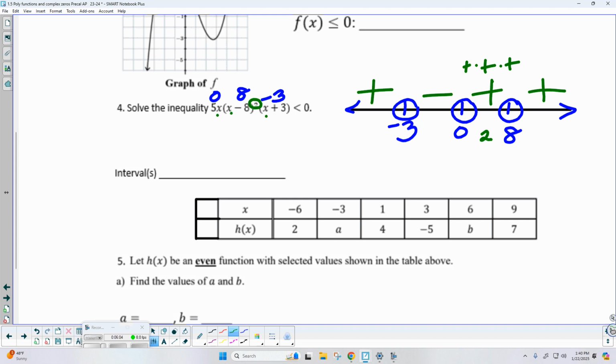The three positives or the one negative? It says less than 0, so I'm looking for the one negative. Now remember, the sign chart is my work. So my final answer should be everything from −3 to 0, but not including those endpoints.